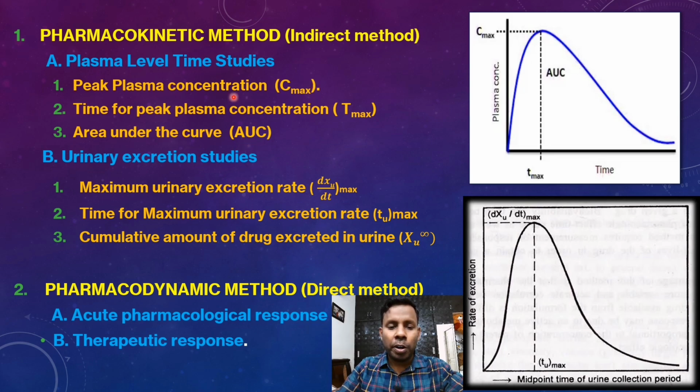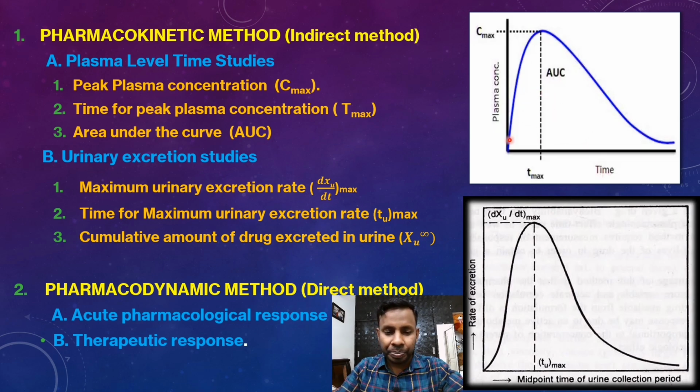Cmax stands for peak plasma concentration. Tmax stands for time for peak plasma concentration and AUC stands for area under the curve. This graph is for plasma level data, time versus plasma drug concentration. This point is Cmax, this point is Tmax, and this total area under this curve is AUC, area under the curve.